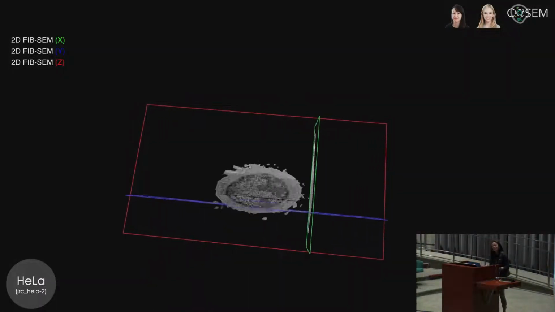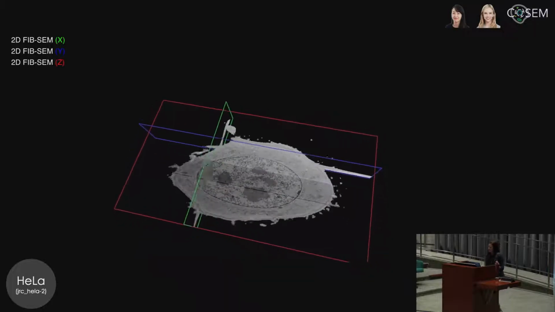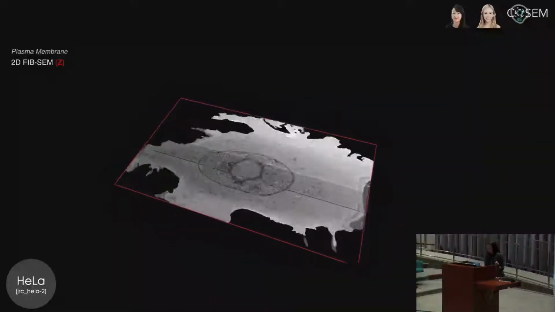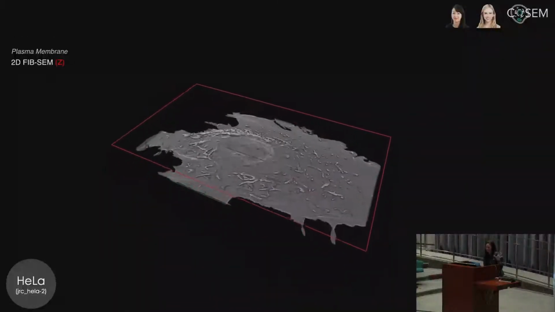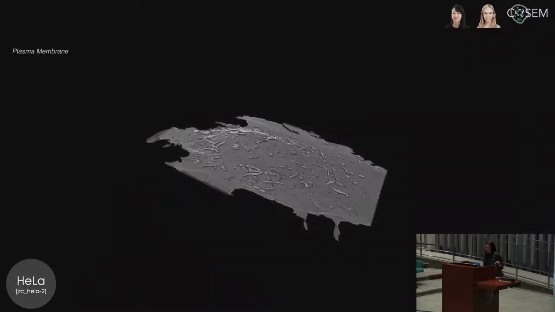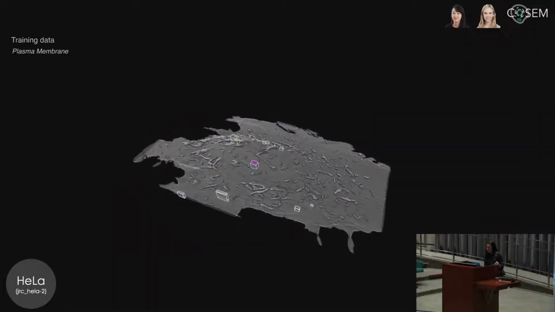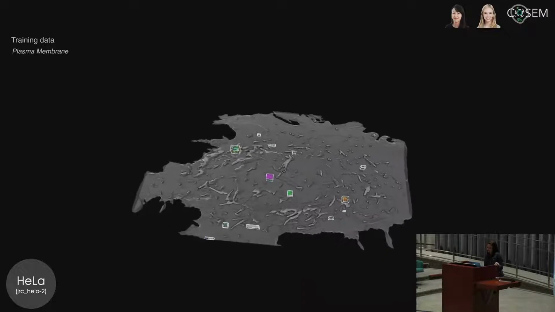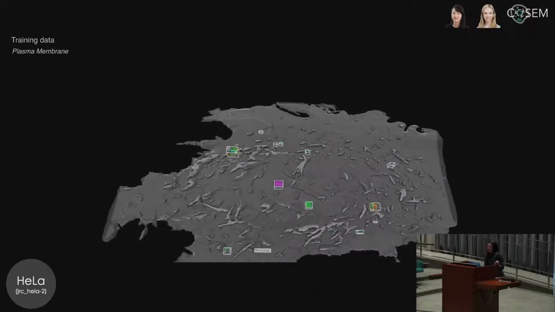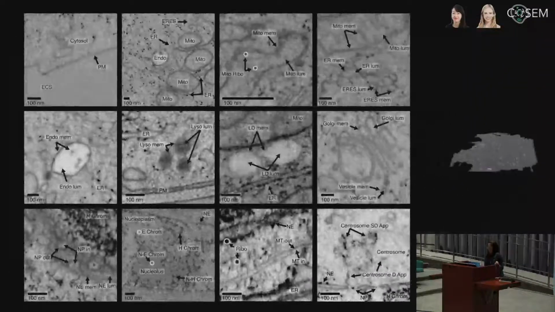And I'll walk you through what this pipeline looks like using a HeLa cell as an example. So we start here with the aligned EM data that was collected in the Hess lab. Then Grace and Allison in the group manually classified every voxel within a subblock of up to 37 different classes of substructures.